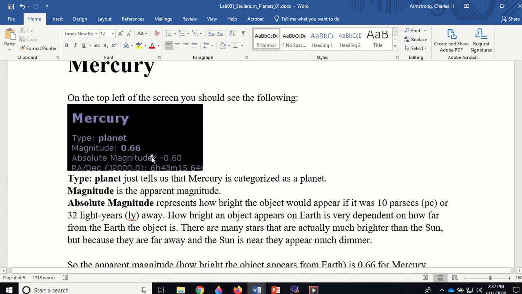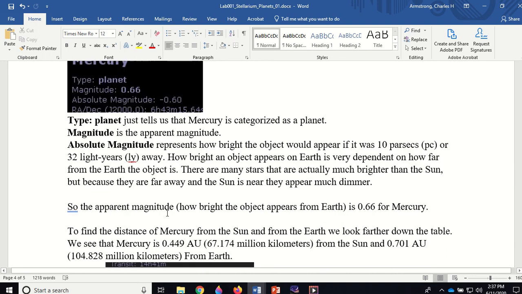I've tried Googling it to try to figure it out. I can't. I'm going to email Chris Taylor, who's the astronomer, the chair at Sac State, to see if he can explain this to me. But for now, let's just forget about absolute magnitude for planets, because I don't understand why it's got that number there. Look at this number, 0.66. So the apparent magnitude, how bright the object appears from Earth, is 0.66 for Mercury.